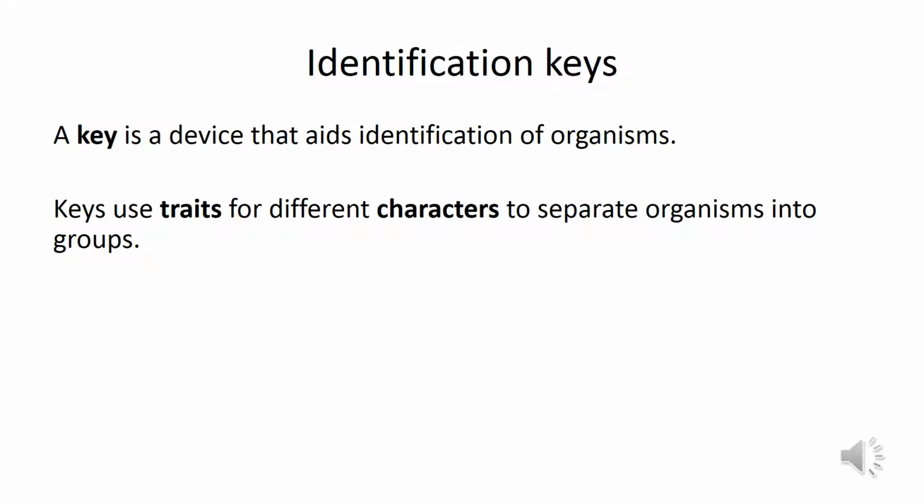Now that we have a bit of an understanding of these definitions and concepts, let's talk a little bit about how we actually identify organisms. One of the most common ways to identify organisms is through the use of identification keys. A key is a device that aids in the identification of organisms. Keys use traits for different characters to separate organisms into different groups.